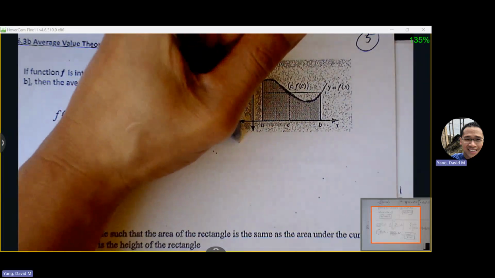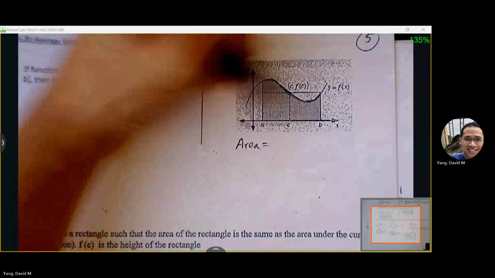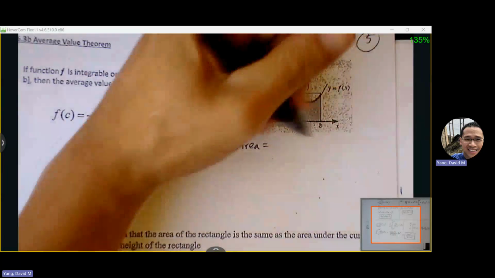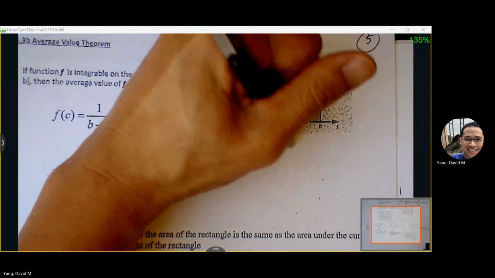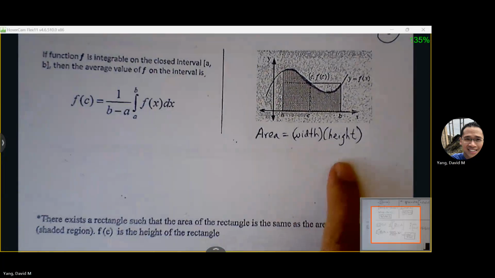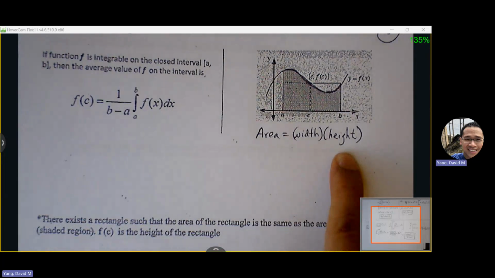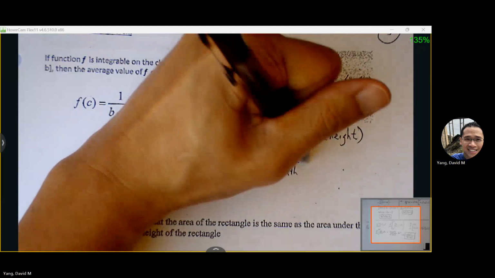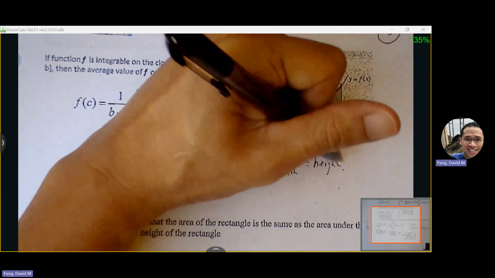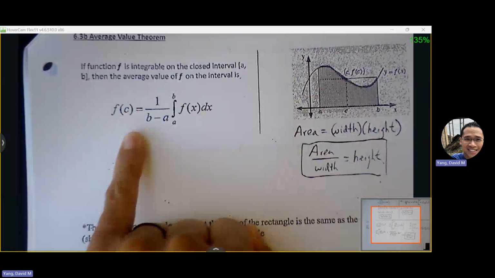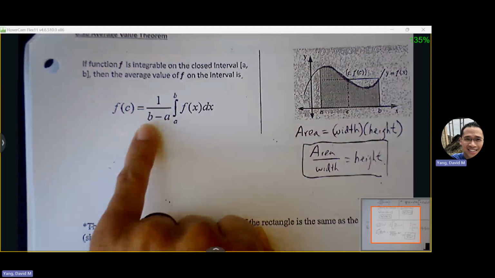Okay. Let me ask you this. What is the area of a rectangle? Yeah, base times height, width times height. Now, what if I asked you to solve for height? So height will be equal to what? Area divided by width. Okay, so area divided by the width equals the height. So if you understand this formula, then that's basically what this is doing. It looks complicated, but it's really just area divided by the width.